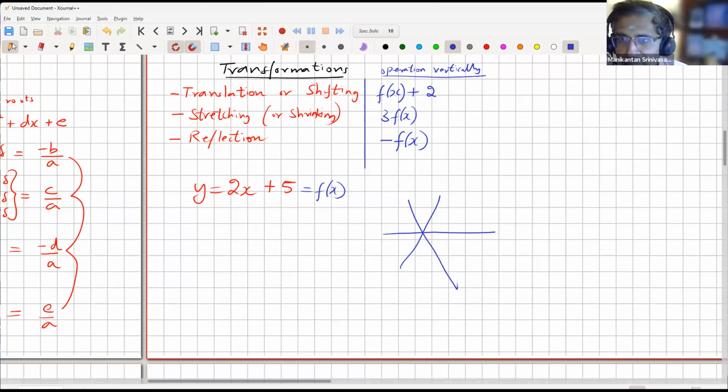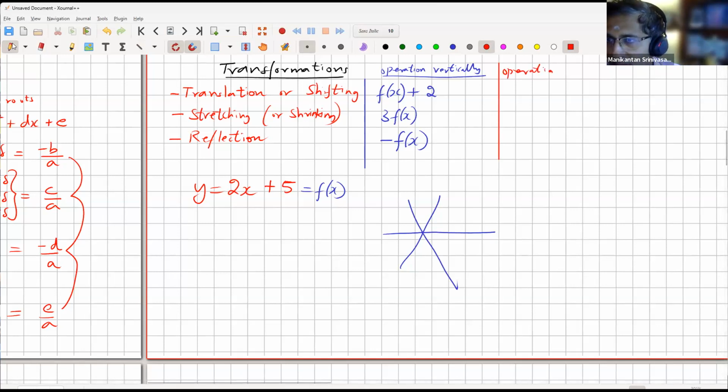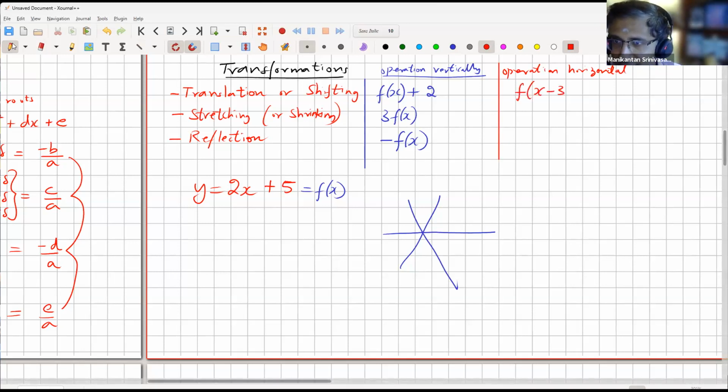Now, equivalently, we have operations operating horizontally. Okay, now here you have to be a little careful. So suppose I have f of x minus 3. It actually means it's shifting right by 3. For the vertical operation, it's very easy. Plus means upwards, minus means downwards. That was very intuitive. Here in x, it won't be intuitive, and you'll understand why later. But for now, just take it for granted.